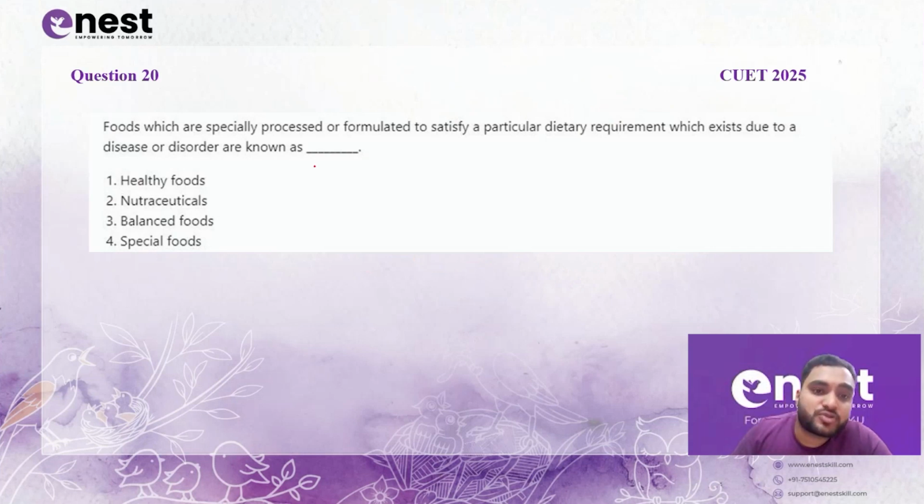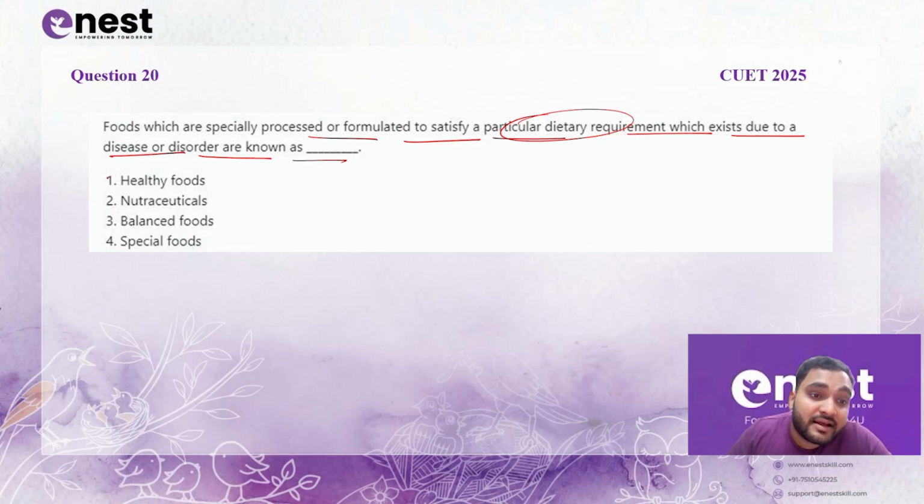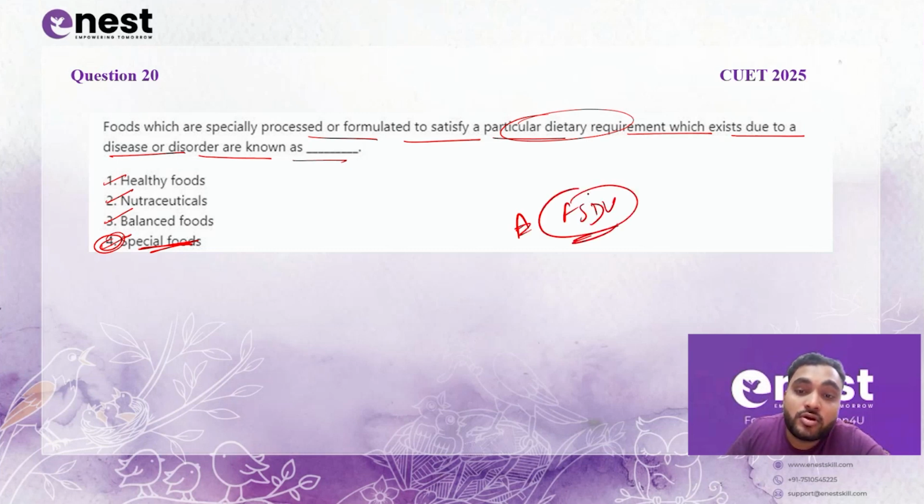Then coming to the next question. Foods which are specially processed or formulated to satisfy a particular dietary requirement which exist due to a disease or a disorder are known as. Let's see the options first: healthy foods, nutraceutical, balanced foods, and special foods. Answer is special foods, because they are specifically produced for the people who are having some sort of disease or a particular nutritional requirement, and they are also called FSDU, food for special dietary uses.